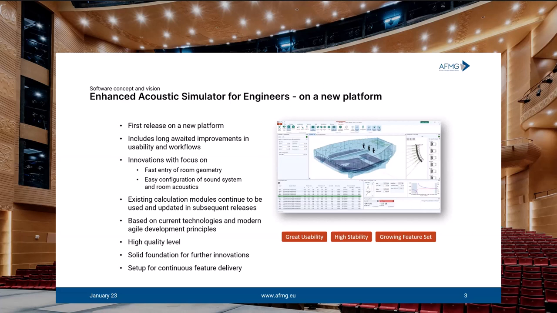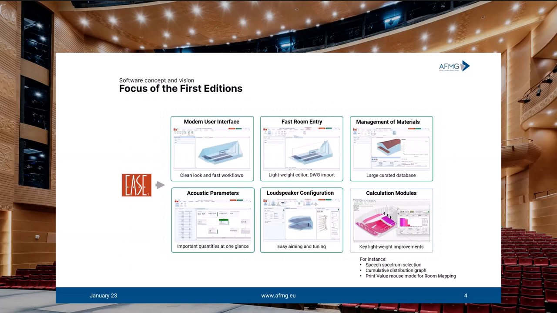Focus of the first editions is on these six items: the modern user interface, the fast room entry, management of materials, acoustic parameters, loudspeaker configuration, and the calculation modules. In the calculation modules, the Ease 5 versions include things like speech spectrum selection, a cumulative distribution graph, and the ability to print values in the mouse mode for room mapping.